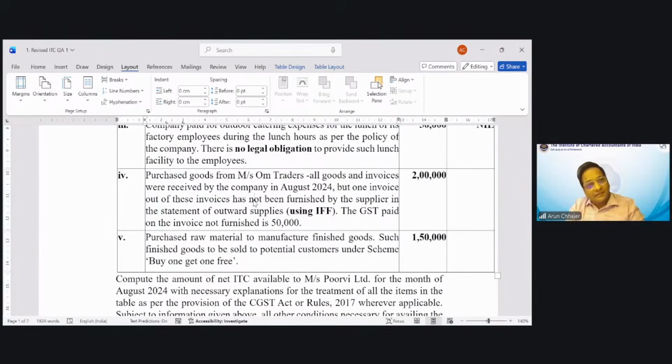अगर मैं कंप्लीट बात कहूं, तो मैं क्या कहूंगा, सप्लायर ने फाइल नहीं किया, इसके कारण रिसिपिएंट को 2B में विजिबल नहीं होगा, and therefore the ITC is not available. Is that clear?